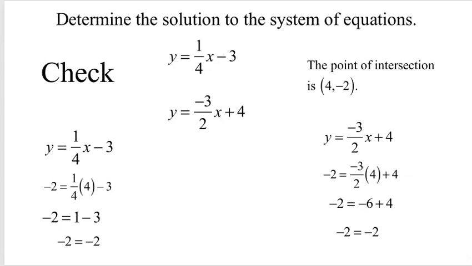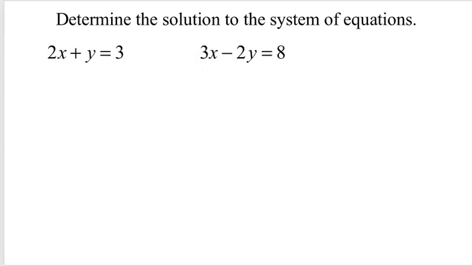What was nice about that question was I gave you both lines in slope-intercept form. That's not the case here. So we want to determine the solution to this system of equations. 2x plus y equals 3 and 3x minus 2y equals 8. So is there a way for us to do this that will give us an answer?